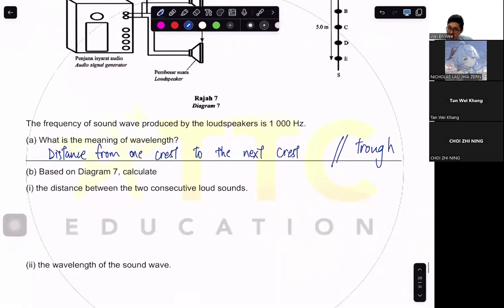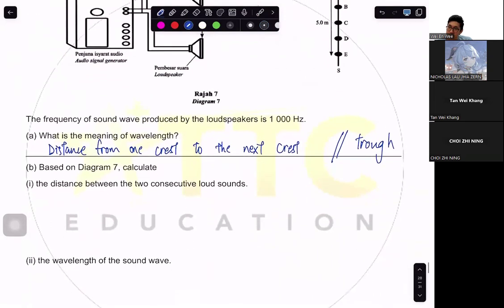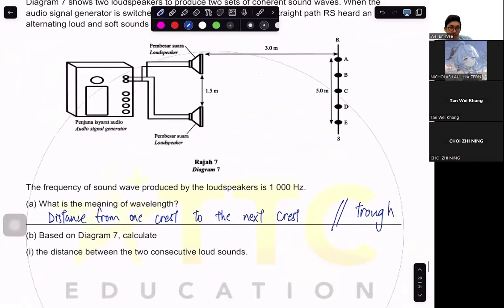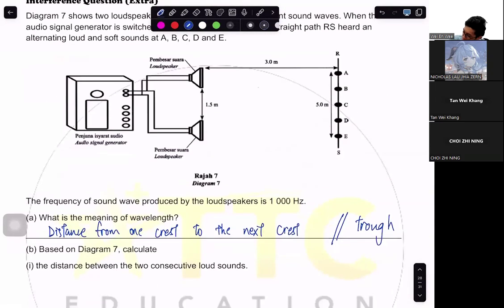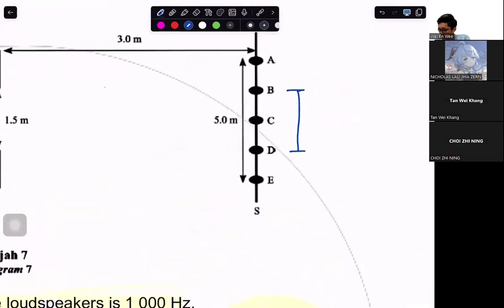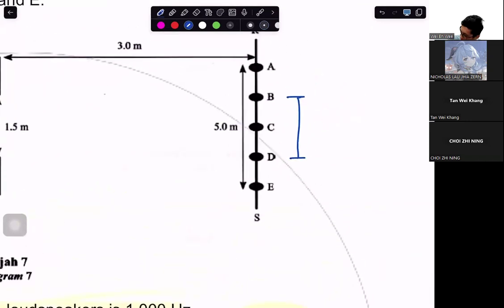All right. So based on the diagram, calculate the distance between two consecutive loud sound. Okay, two consecutive loud sound means what? Meaning here to here. Let's say A and C is loud sound. Or if let's say B and D are loud sound, A and C is soft, then that's a distance. But of course, from this, it's very hard for you to calculate B and D, right? Because you have 5 meters from here to here. Okay, so better to do this.